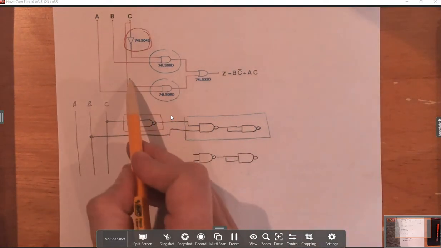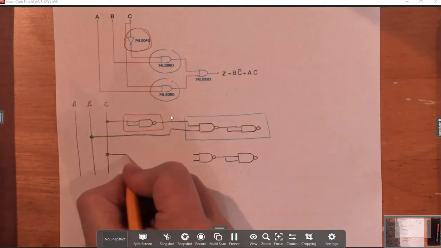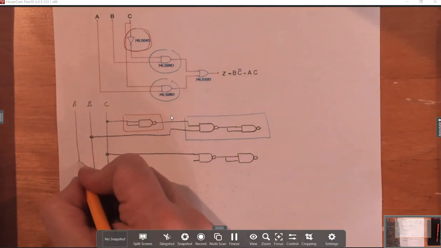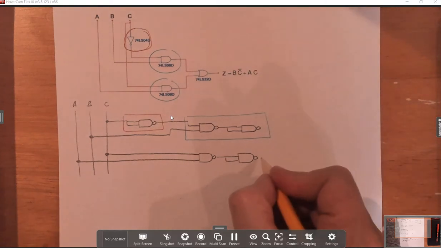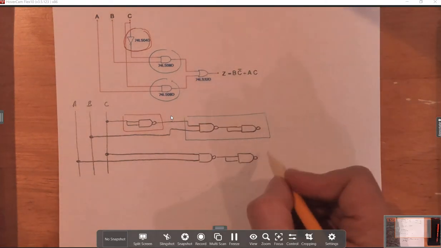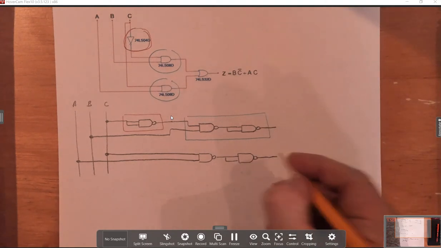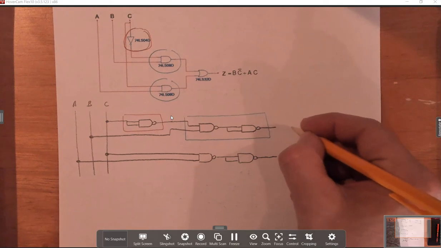Alright, let's see, it was, what did I say, C. And not A. Or A. Alright, the outputs from the ANDs go into an OR. And the OR function, the OR logic, to do that, it took 3 NAND gates.